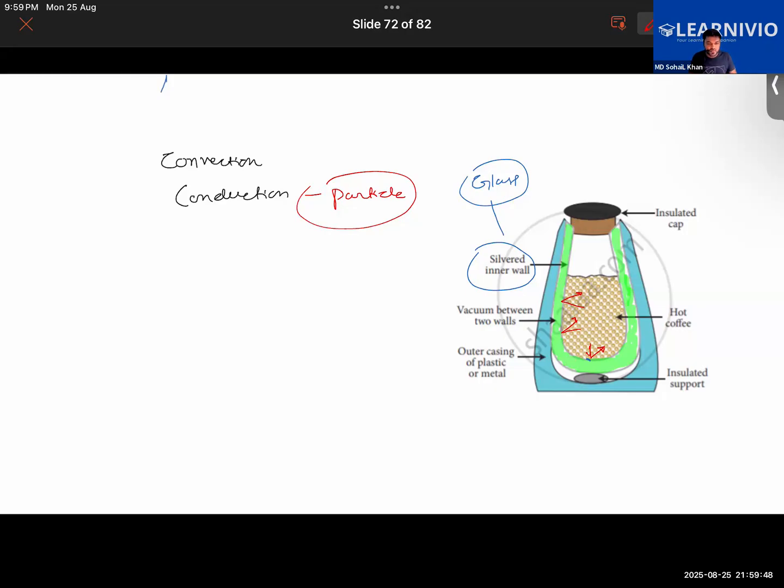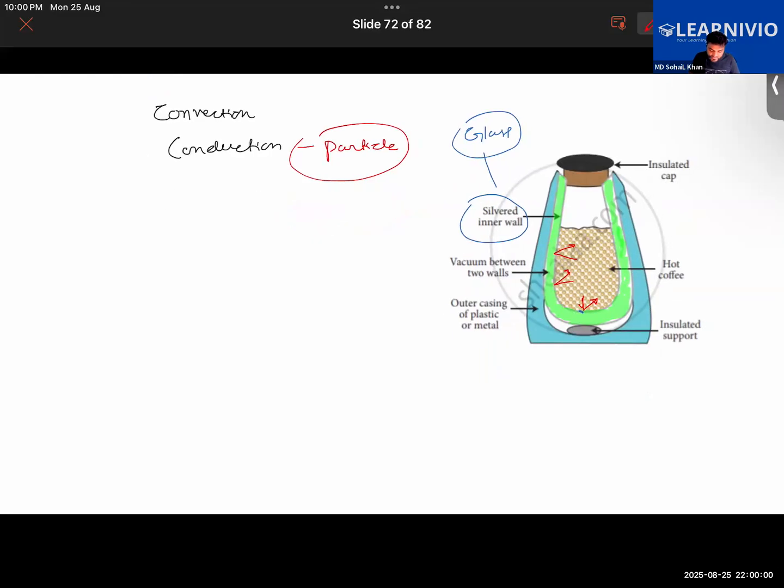Then convection is also minimized because convection also needs a medium, like a liquid or gas, so that is also absent here. Okay, so that is the working of this thermos flask.